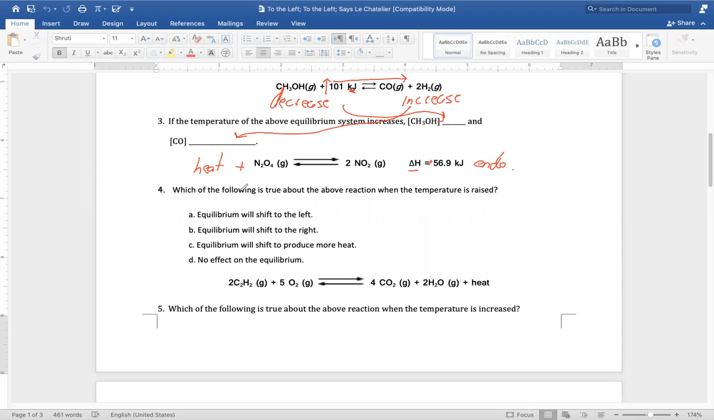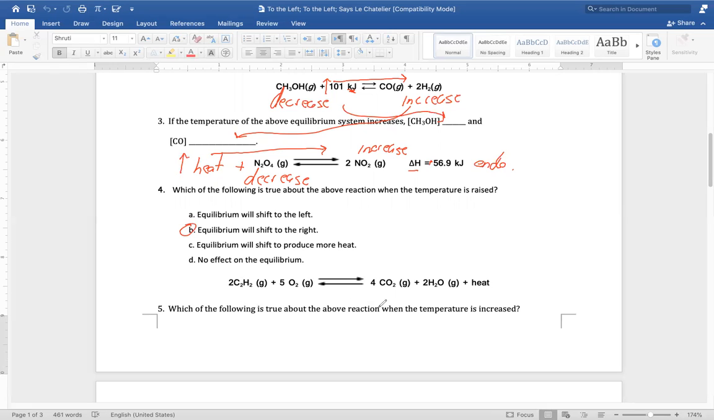Okay. So now it says, which of the following is true about the above reaction if the temperature is raised? So once again, I find temperature. This, draw my up arrow, that means it's shoving this way. So I'm going to get an increase here. And this side then decreases. So which does that say? So equilibrium will shift to the right or to the left. So it will shift to the right.